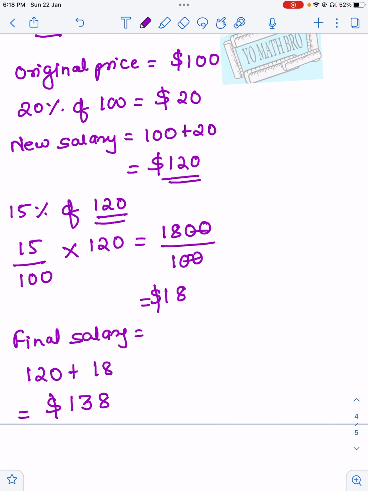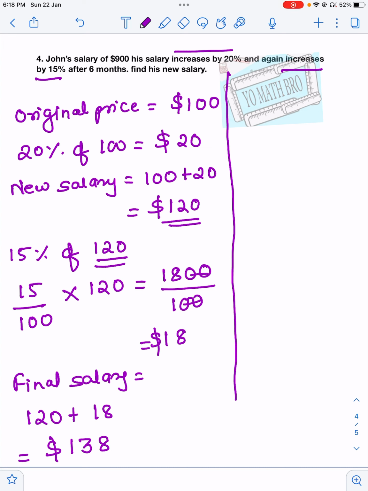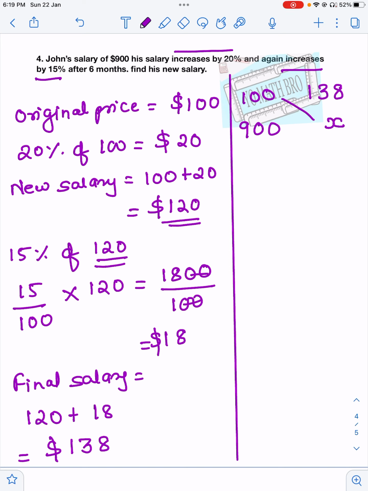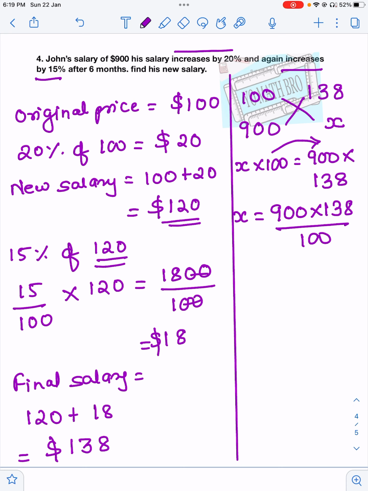Now there is one more method by which we can do directly instead of finding the 38%. My assumed salary was 100 and that became 138 after two conditions, but his actual salary was 900. So how much did it increase? Let that value be x and I cross multiply, as this is a direct proportion question. So I get x into 100 is equal to 900 into 138. This multiplication goes that side and gets divided. x is equal to 900 into 138 upon 100.